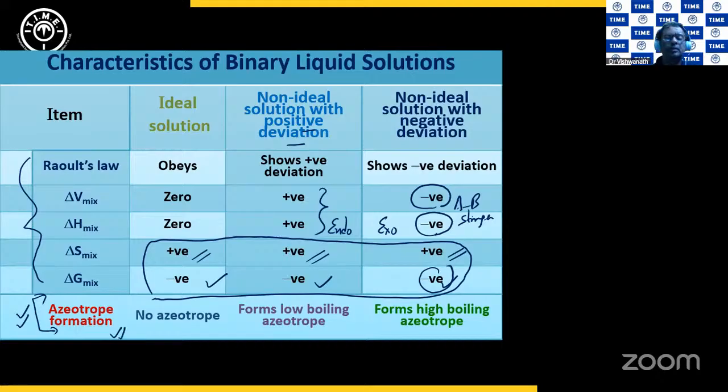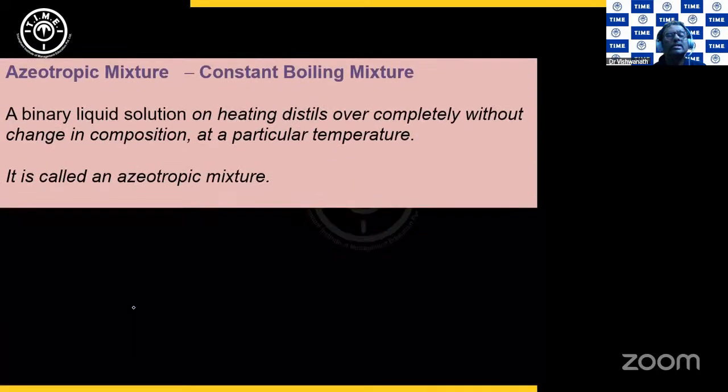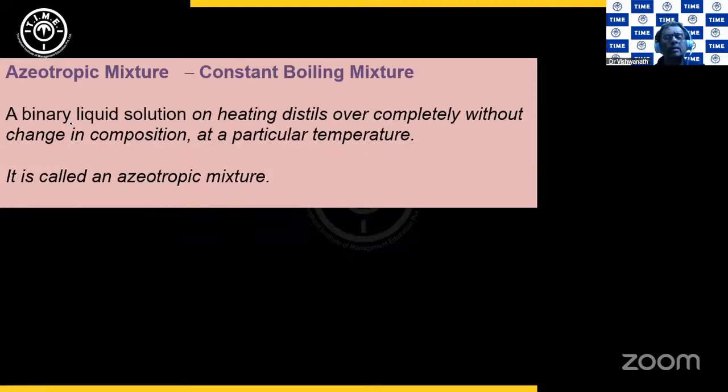Azeotrope happens whenever there is a large deviation from the Raoult's law. We can deviate from the Raoult's law either negatively or positively. That is what we have seen, is it not? Negative also we can, positive also we can. So let us look at what an azeotrope is. An azeotrope is whenever a binary liquid solution on heating distills over completely without change in composition.